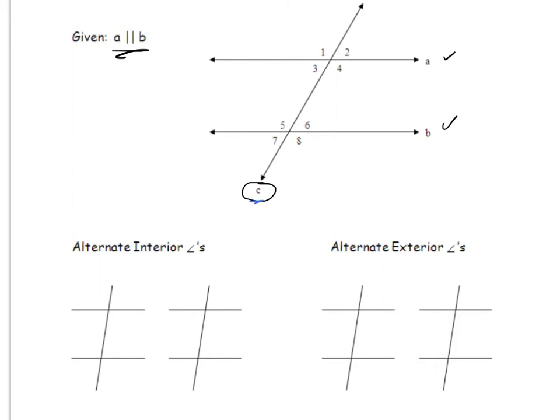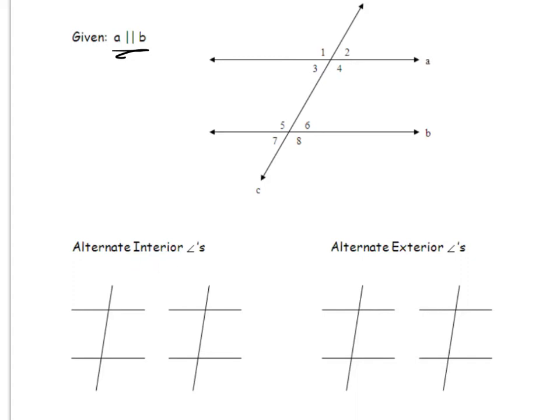And what happens is, because the transversal runs into these parallel lines, we end up with these angles here. These angles have special qualities to them. The first of which is what we're going to call alternate interior angles. Alternate meaning opposite sides, so going back and forth between the 2 sides. Interior meaning on the inside.